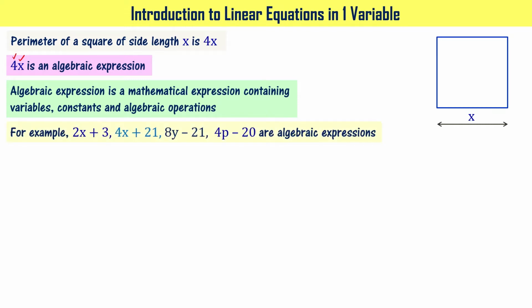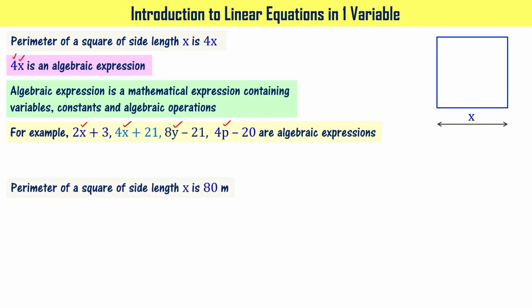For example, 2x plus 3, 4x plus 21, 8y minus 21, 4p minus 20 are algebraic expressions. Please note this. In the case of the first two, x is the variable, right? In the third expression, y is the variable, and in the last one, p is the variable, right?